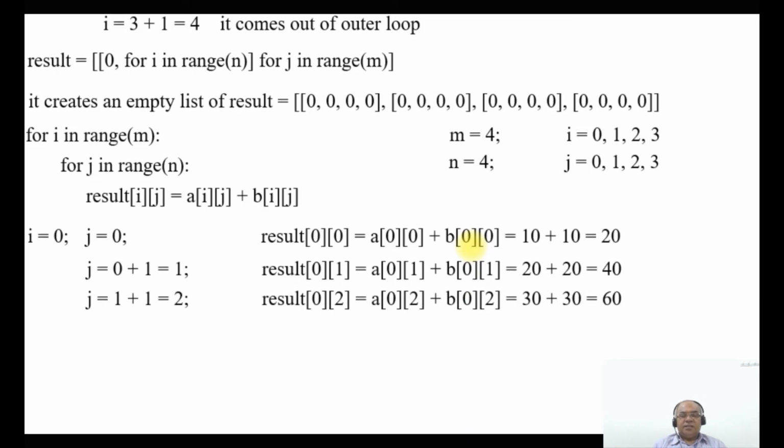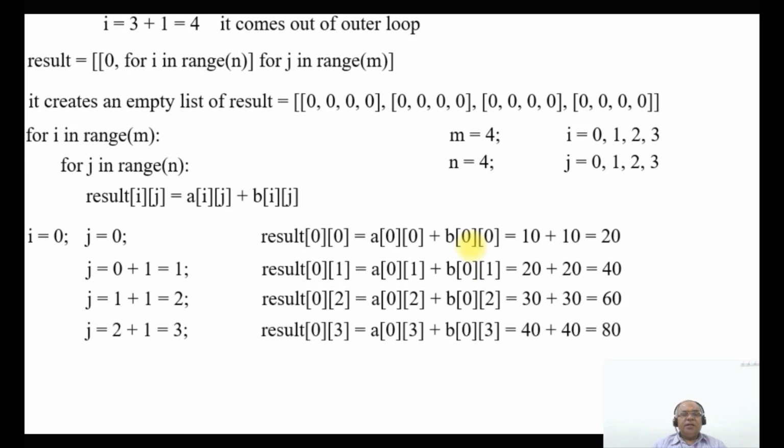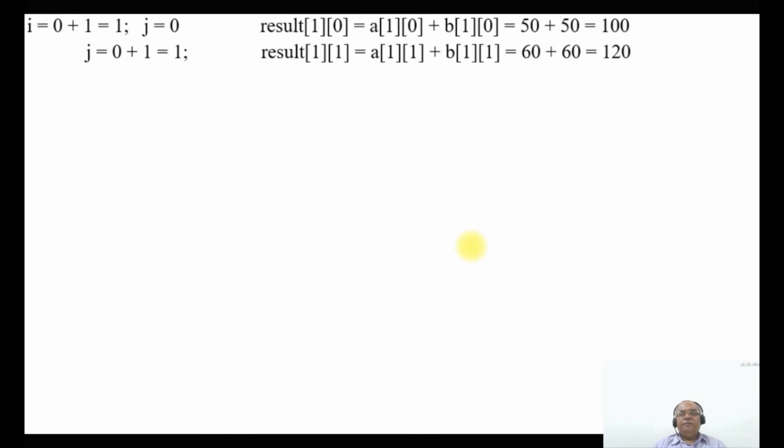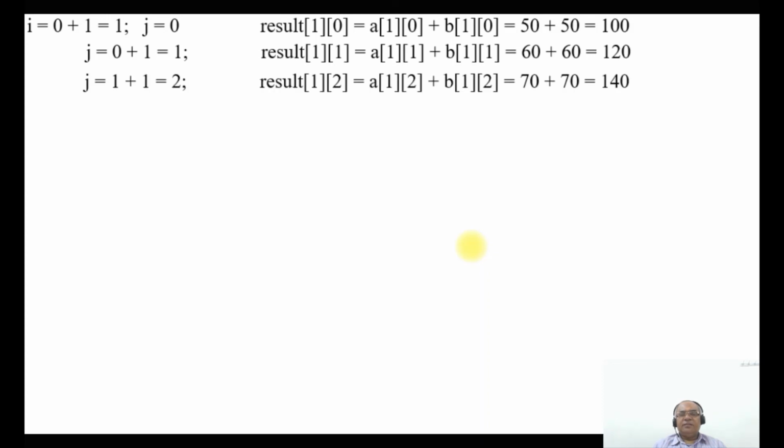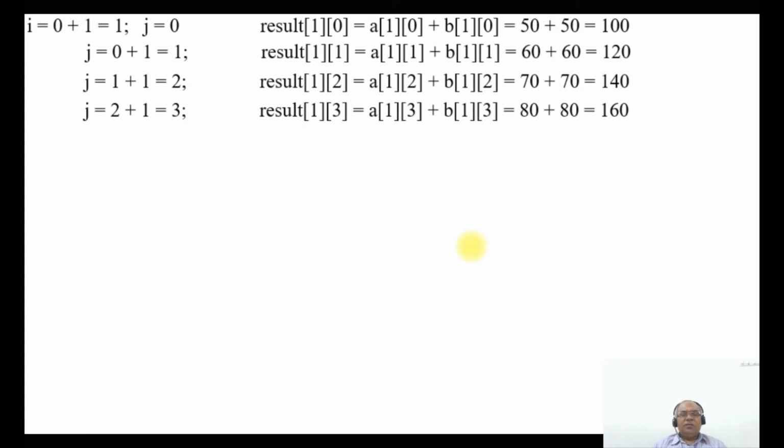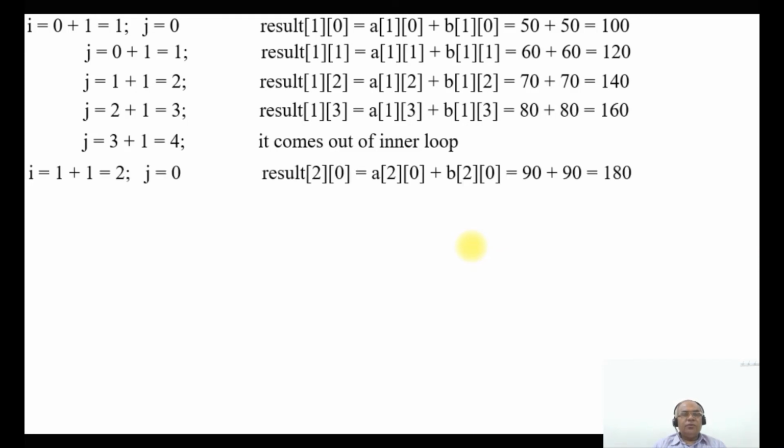Result of 02, that is the third column, 0th row, a02 plus b02. So 30 plus 30 becomes 60. The result of 03 is equal to a03 plus b03, it becomes 80. So j is equal to 3 plus 1, it comes out of the inner loop, and then i is equal to 1, j is equal to 0, 10 will be a10 plus b10, 50 plus 50 becomes 100. Then a11 plus b11, 60 plus 60 is 120, a12 plus b12 is 70 plus 70 is 140. Result of 13 will be equal to a13 plus b13, 80 plus 80 is equal to 160. j is equal to 3 plus 1, it becomes 4, it comes out of the inner loop.